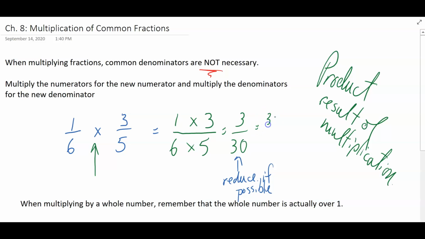3 is actually 3 times 1, and 30 is actually 3 times 10. Well, we already know that 3 over 3 is equal to 1, so they can be canceled out. And this fraction reduces to 1/10.